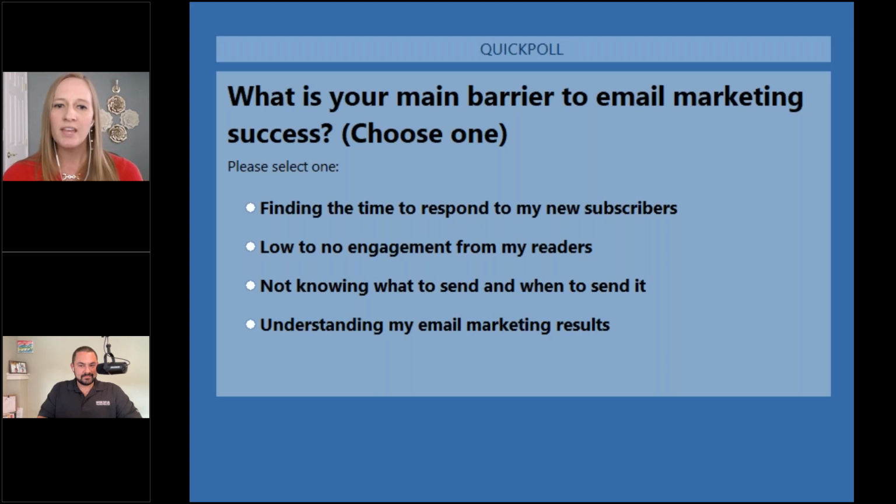And while everybody is putting in their final votes before we close it and share the results, finding time or not knowing what to send and when to send it, those are all things we're going to cover today. Understanding your marketing results too. And also when people say low to no engagement from their readers, typically we find that they've got a different expectation than what's really happening.